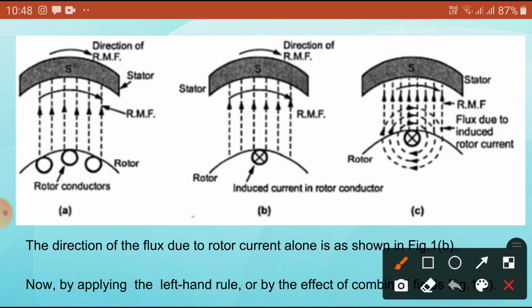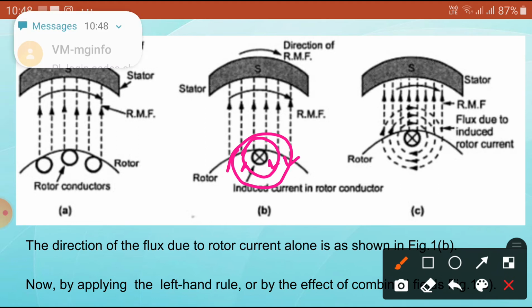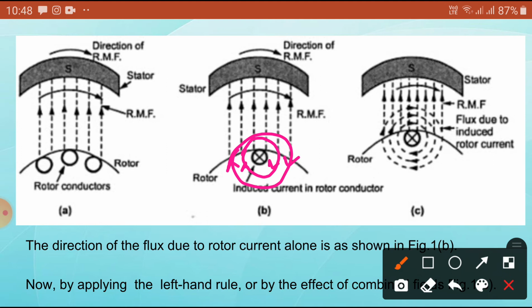Now what will happen? If I apply the screw rule, it flows in this direction. Here this is the screw entering. So the rotor field is in this direction, and here the rotor direction is this direction. As you know, this field is in this direction, this field also in this direction. But this field is in this direction and the rotor field is in this direction. Here it is the opposite direction, and here the same direction.